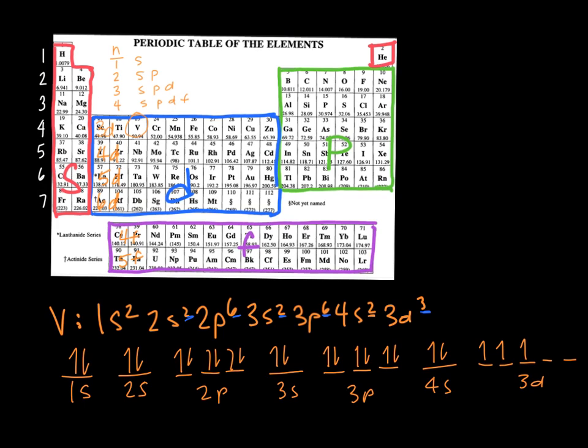Now the easy one is the noble gas configuration. If we're going to do the noble gas configuration for vanadium, the noble gas we need to use is argon. So we'll have argon, and what follows argon is 4s2, 3d3.